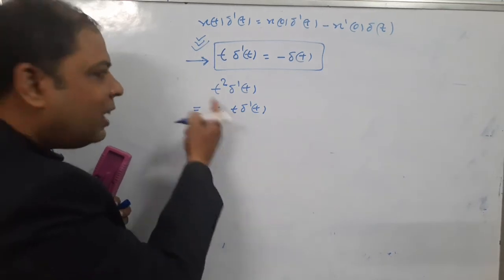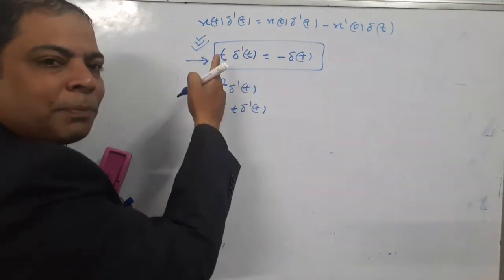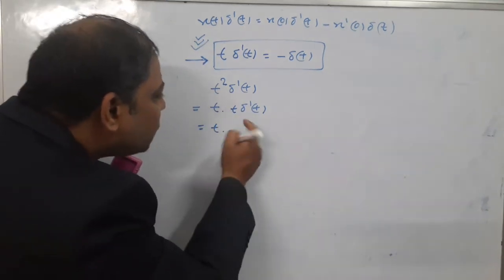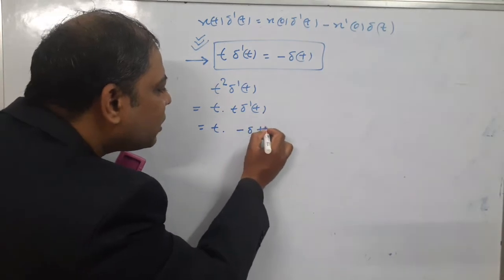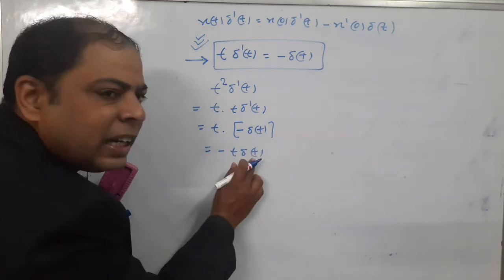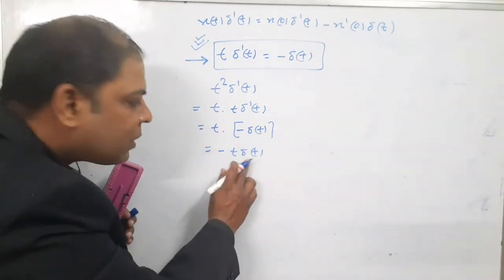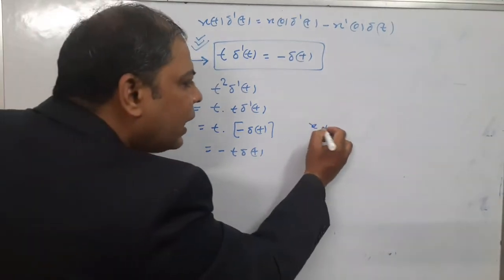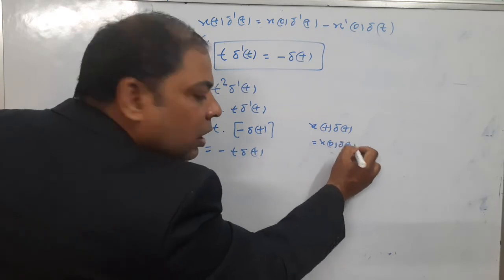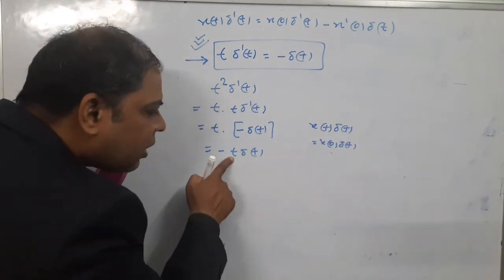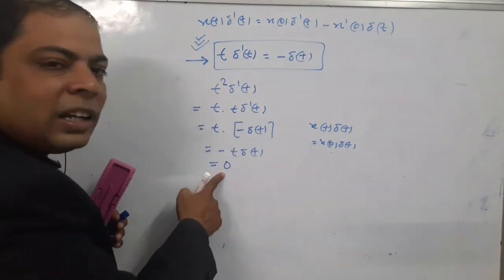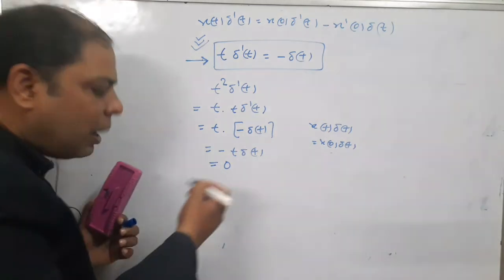If this is the question, how is it solved? t square del dash t is t into t del dash t. Now t del dash t is equal to what? t del dash t is minus del t. Understood? This is your minus t del t, and you know x(t) del t is the product property of impulse. This is your x(0) del t. Now what is your x(0)? x(t) is t here, x(0) is 0. The answer is 0. t square del dash t, the answer is 0.